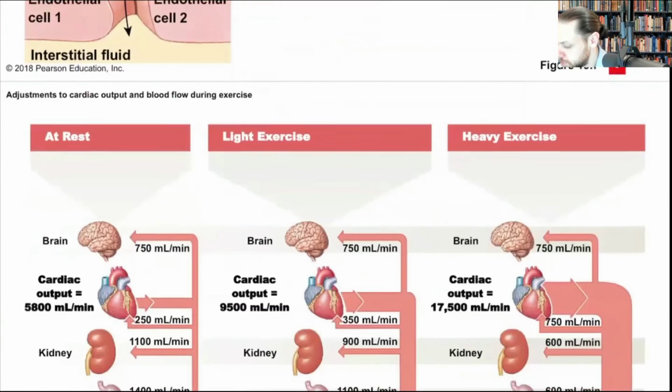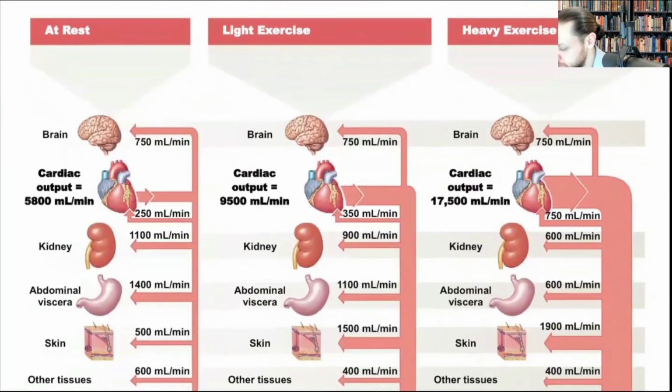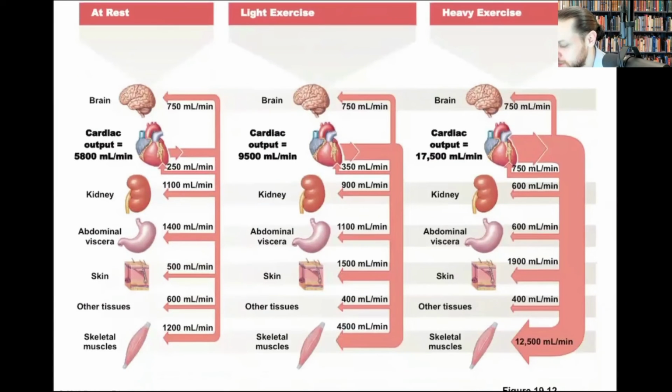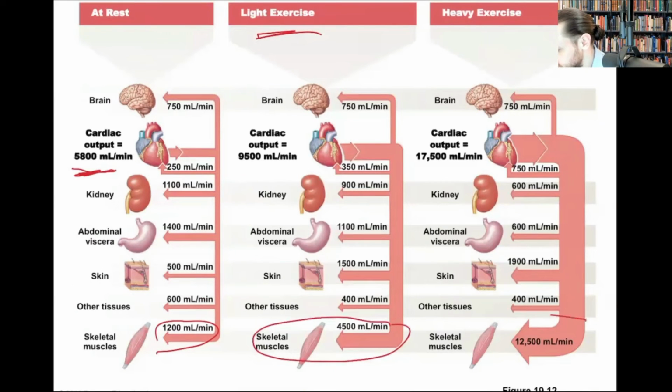So this here shows you blood distribution at rest, light exercise, and heavy exercise. Obviously at rest, we talked about cardiac output being 5 liters. You notice your muscles do not really need too much blood when you're resting. But what happens when you start to exercise? With light exercise, all of a sudden the muscles need more blood. And you could kind of correlate this.